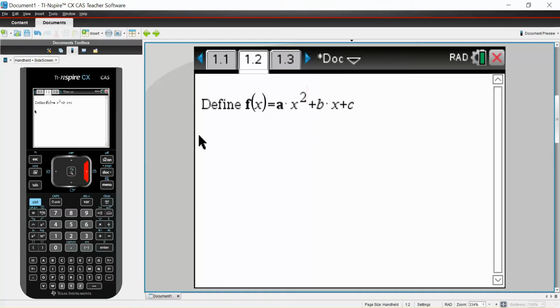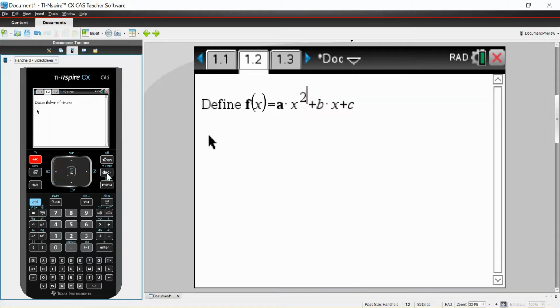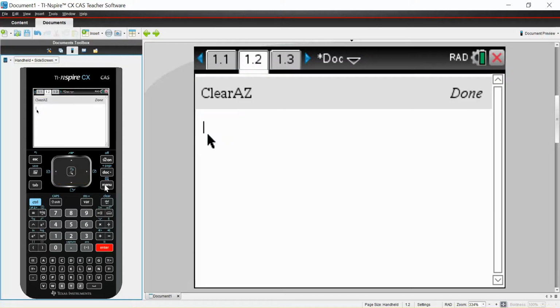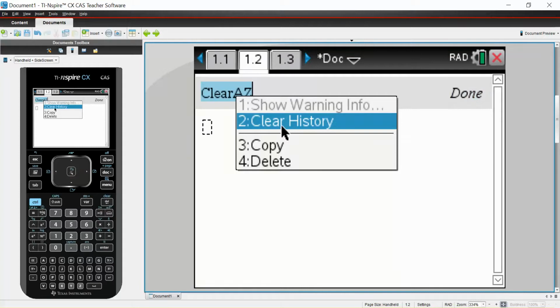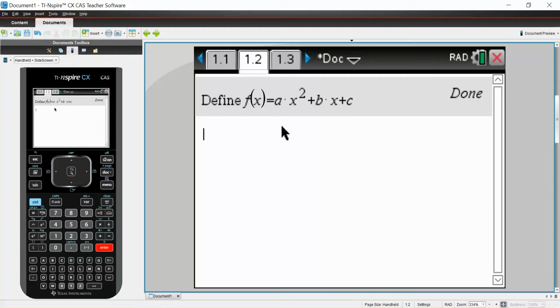Okay, I just realized it's bolded, so it means I haven't cleared out what I had used in the last file. So let's see if I can clear out A to Z. Gotta type it all again. Alright, let's do it again. Here we go. So define f of x equals a times x squared plus b times x plus c. Done.